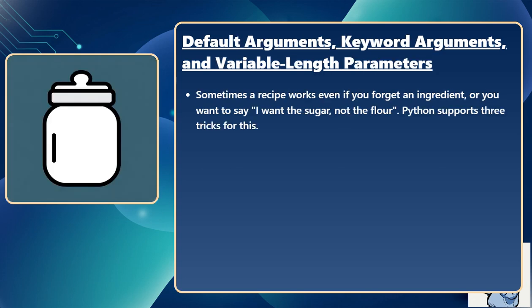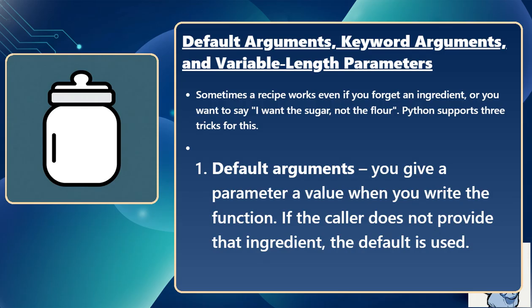Sometimes a recipe works even if you forget an ingredient, or you want to say, I want the sugar, not the flour. Python supports 3 tricks for this. 1. Default arguments. You give a parameter a value when you write the function. If the caller does not provide that ingredient, the default is used.